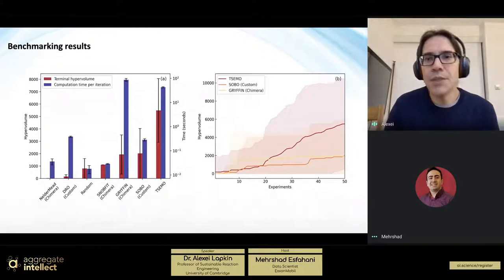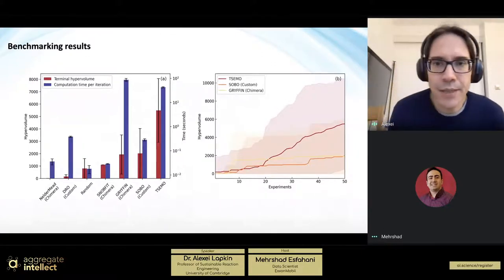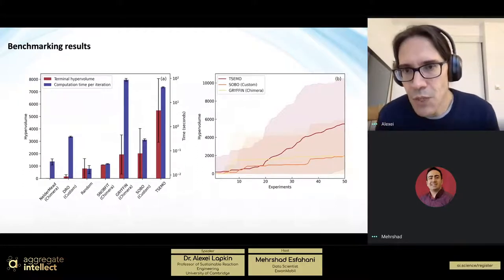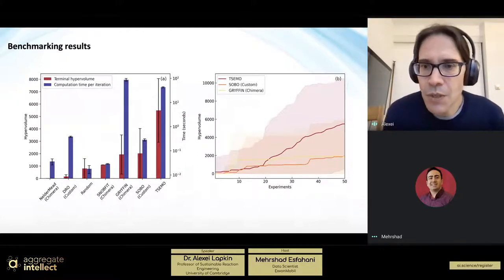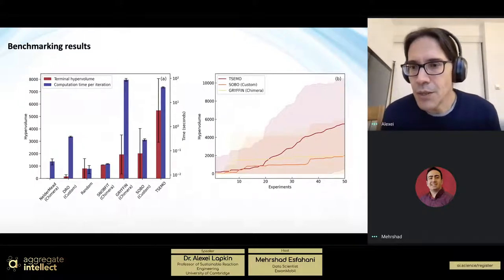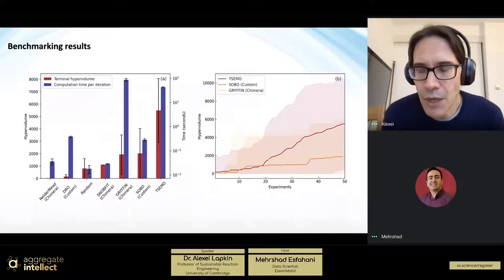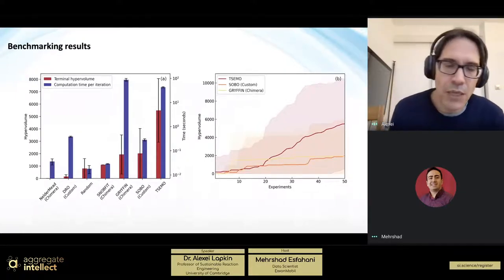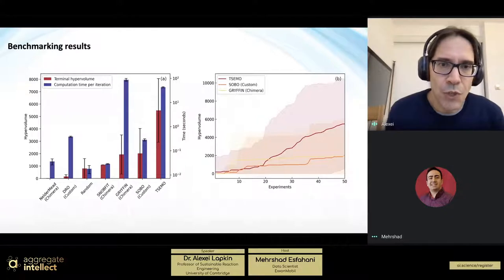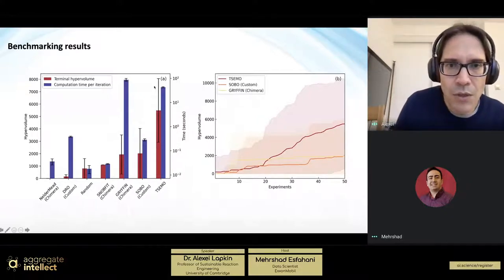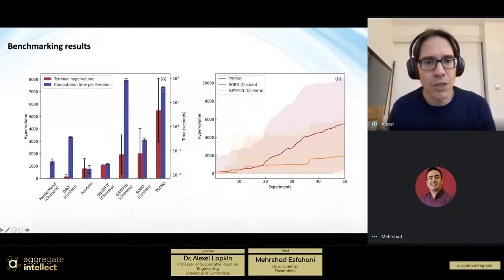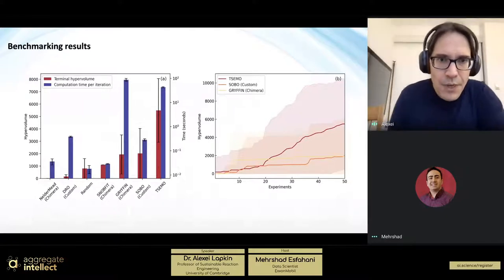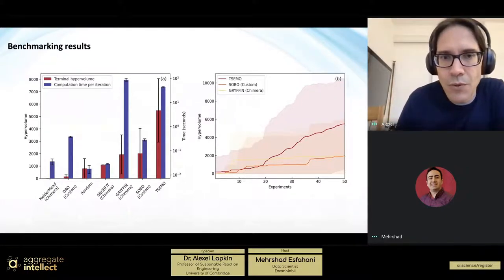And then once you run the comparison, the benchmarking, in this specific case, the TSEMO algorithm seems to be better. You see that it reaches the highest hypervolume in the smallest number of experiments on the right-hand side. The larger the hypervolume, the better the model. But if you look at the comparison with the computational time, the TSEMO algorithm in this left panel is the rightmost two bars. It's actually quite hungry with computational time. It's not the hungriest, but it is quite hungry. And so for some of the problems, you may not want to use such an algorithm.